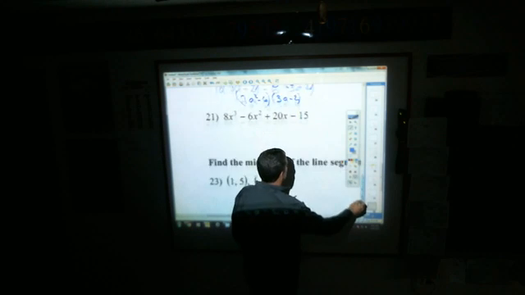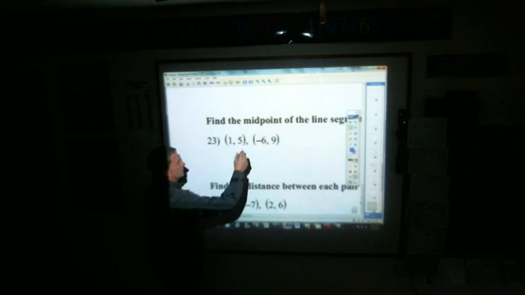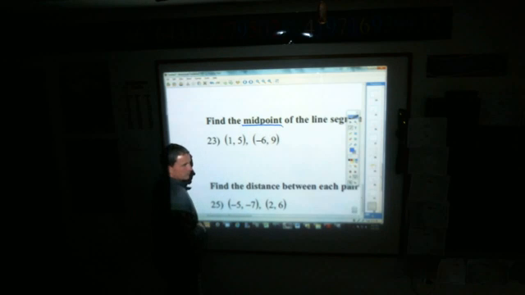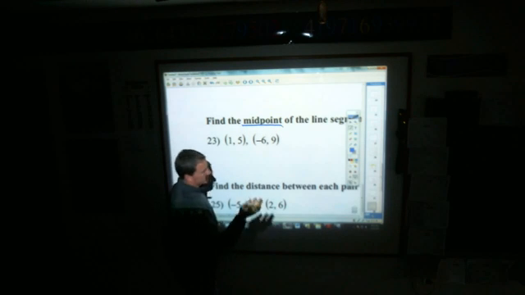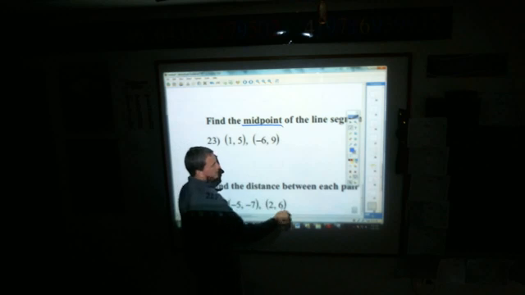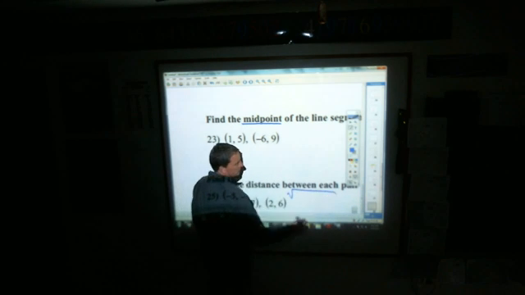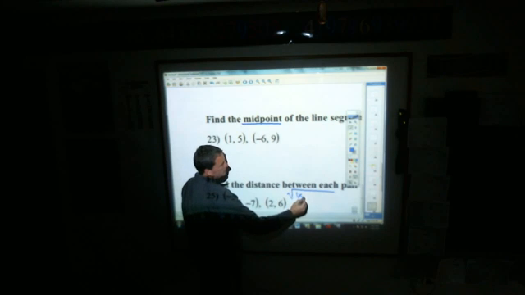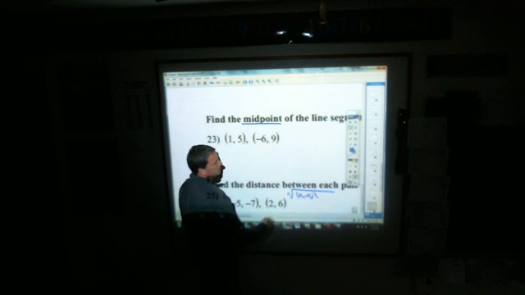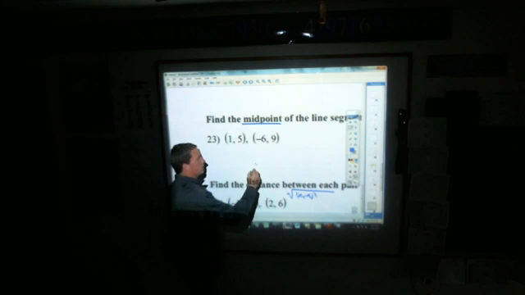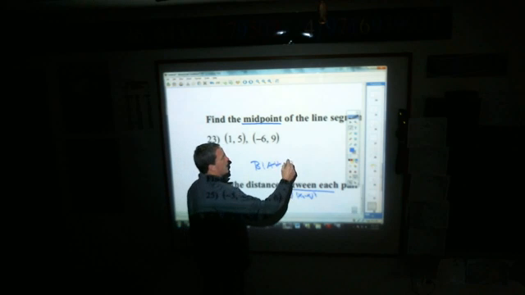And the last thing you're supposed to do is look in your notes under the midpoint formula, which was x2 minus x1 over 2, and so on. And the other one is the distance formula, which was that big long square root thing. The square root of what? X sub 2 minus x sub 1 squared, and so on.